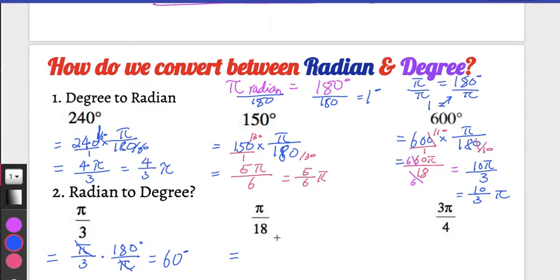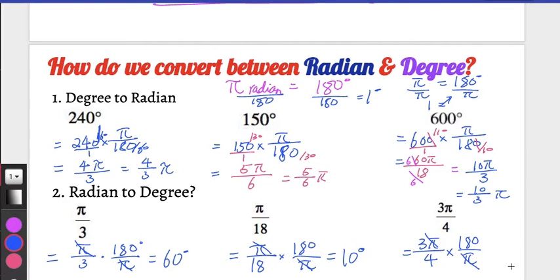Pi over 18, we are going to convert it to degree, so I'm going to use the same way. I'm going to times 180 divided by pi. Pi over pi canceled. 180 divided by 18 is 10 degree. Do not forget the unit for the new thing. Last one, 3 pi over 4. Same thing, I'm going to times 180 divided by pi, and pi over pi canceled.